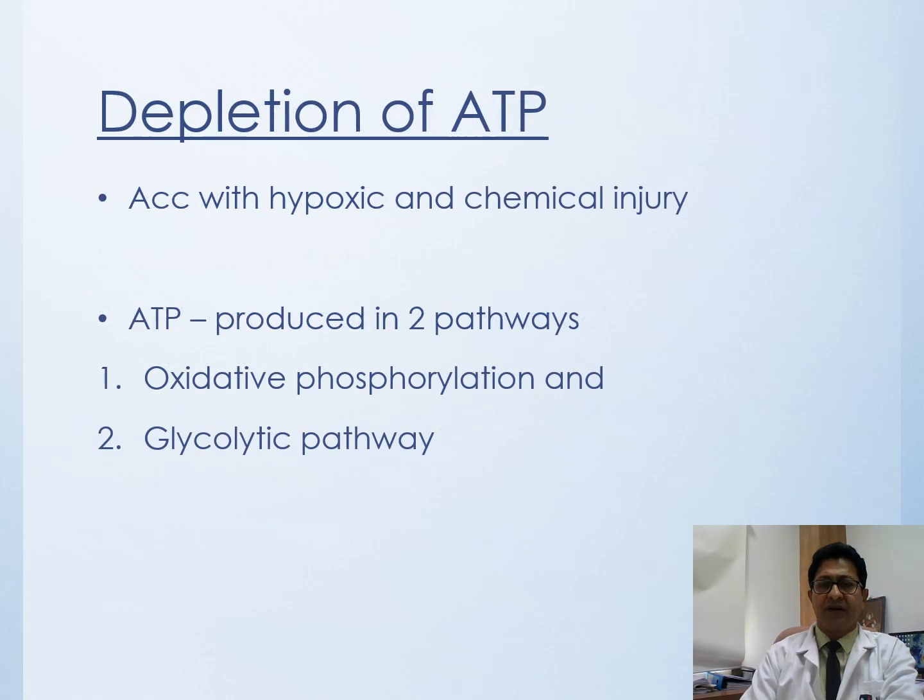Whenever there is a depletion of ATP, there can be a hypoxic or chemical type of injury. ATP is generally produced in two pathways. One is oxidative phosphorylation and the second is the glycolytic pathway.